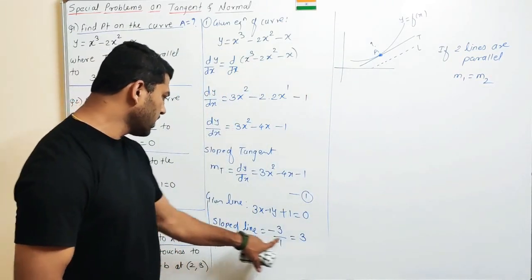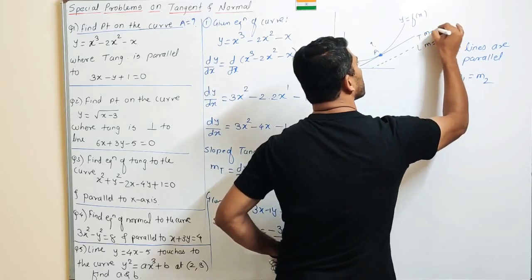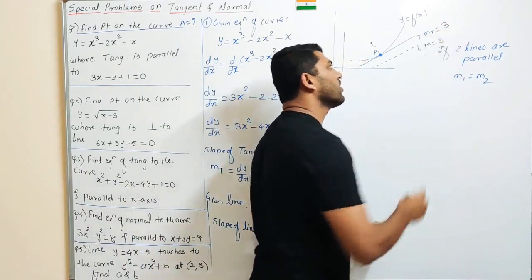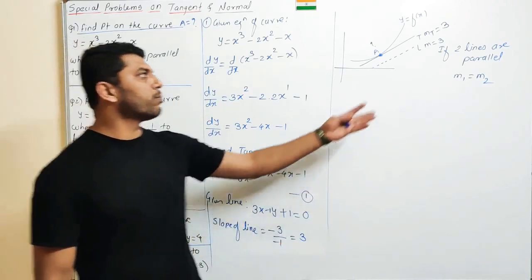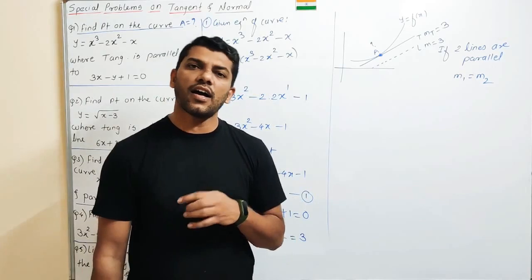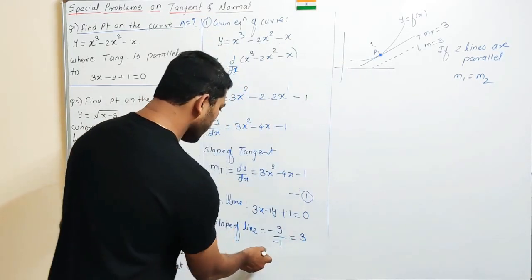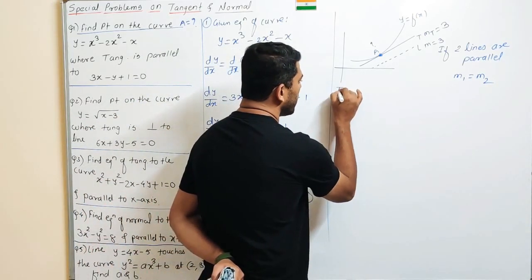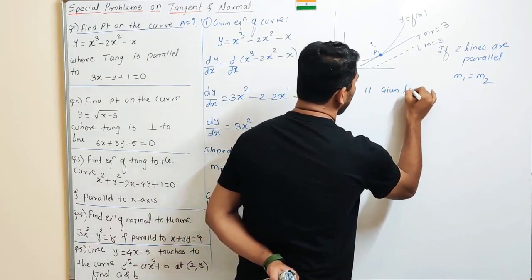So what is the slope of this given line? The slope of this given line is 3. And what will be the slope of the tangent then? It will also be 3. Please observe the slope of this given line is 3, and obviously the slope of tangent is also 3. The reason is tangent and the given line are parallel to each other. So understand this thing. So I am considering here the given line and tangent are parallel to each other. Let me mark it this way: tangent is parallel to the given line.